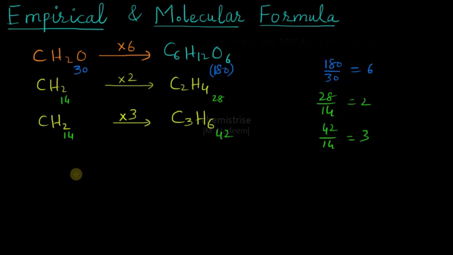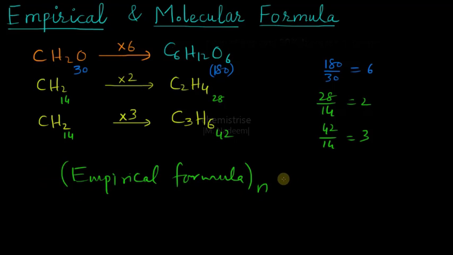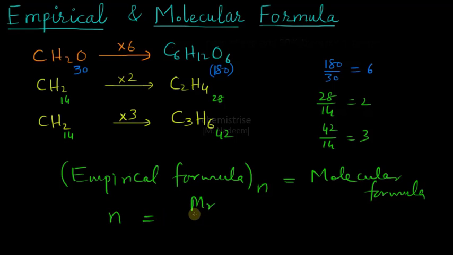So we can say that any empirical formula can be multiplied with a certain number and we can get a molecular formula. And where do we get this n from? The n is obtained by dividing the molecular mass Mr over the empirical formula mass. So this is the way to find the molecular formula. Now let's do some questions.